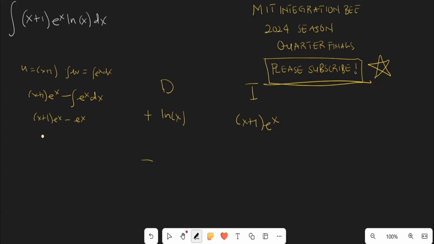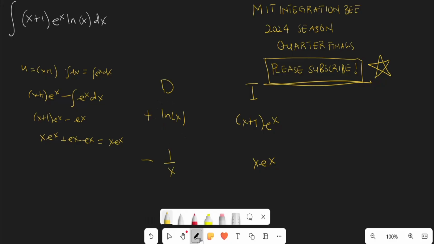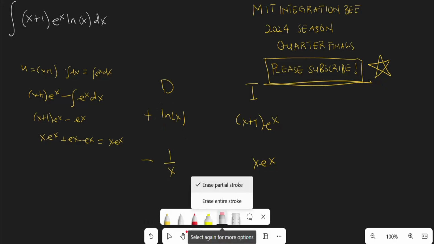And this really simplifies to x e to the x plus e to the x minus e to the x. And that is going to give you x e to the x. So integrating this one is going to be x e to the x, and differentiating ln of x is 1 over x. So cool, you can erase this now.